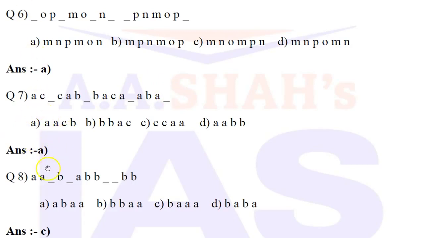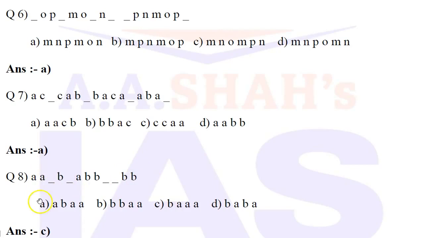Now the eighth question. AA dash B dash A BB dash dash BB. So now count. You have 1, 2, 3, 4, 5, 6, 7, 8, 9, 10, 11, 12. If there are 12 here, you can split this into 2.